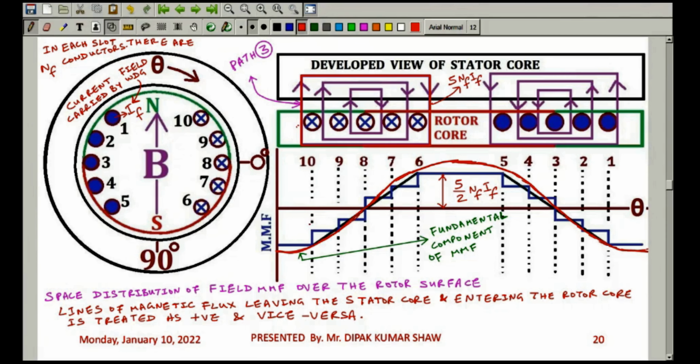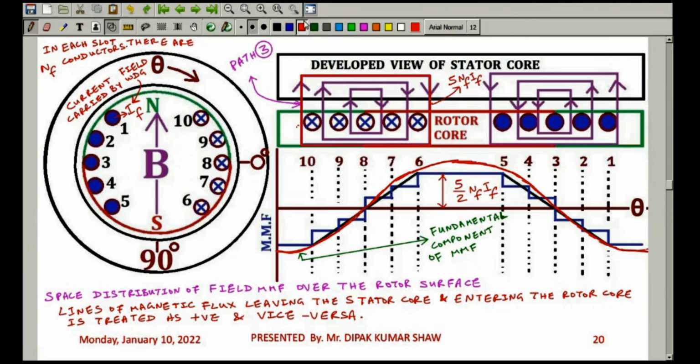We are not showing the harmonic components. Let me try to indicate one harmonic component. So this can be your harmonic component. Okay, so over here the harmonic components are not indicated. Let me remove the harmonic components. Only the fundamental component is shown, and we are neglecting the harmonic components.